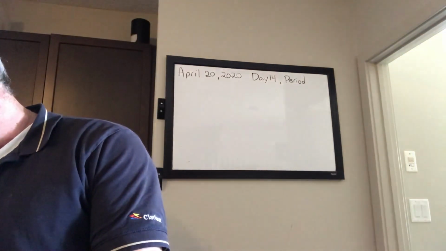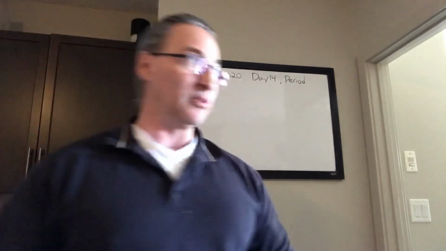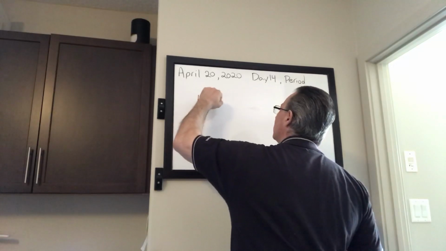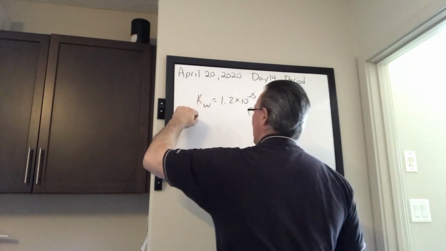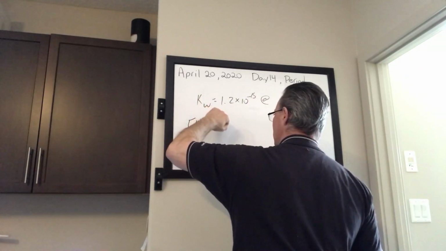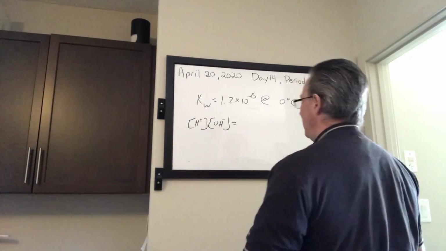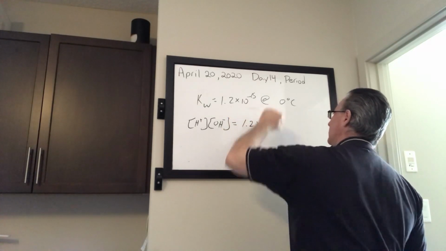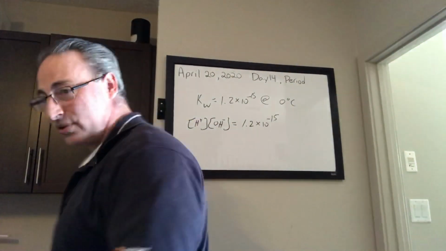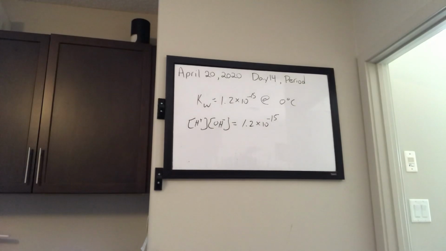Well, the premise of a neutral solution is that the concentrations of H plus and OH minus are equal. So what would be the concentrations of H plus and OH minus? Well, if Kw is equal to 1.2 times 10 to the negative 15 at 0 degrees Celsius, and we know that H plus concentration times OH minus concentration is the ion product for neutral water, for pure water, and it has to equal that at 0, then all we have to do is take the square root of that number to find out what the concentration of H plus and OH minus is at that temperature.